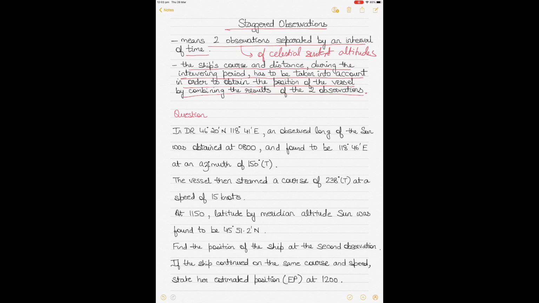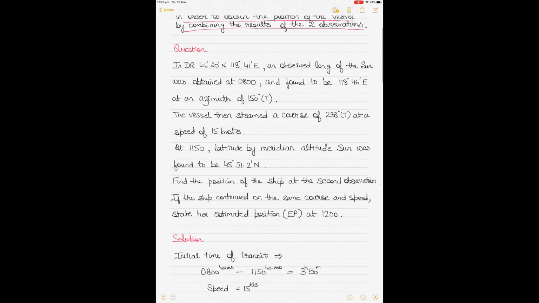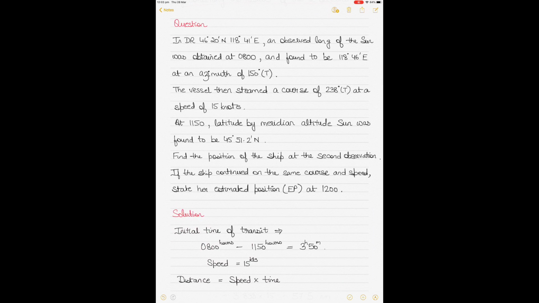So all this may not be making too much sense to you right now because it's all theory. Let me show it to you by way of an example, and hopefully that will be more helpful. Alright, so let's go into the question. The question says that the DR position is 46°20' north and 118°41' east. An observed longitude of the sun was obtained at 0800 hours, and found to be 118°46' east at an azimuth of 150 degrees true.